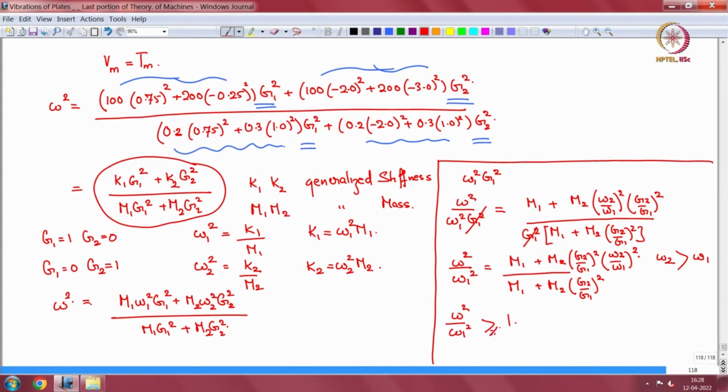When is it equal to 1? If G1 is taken to be 1 and G2 is taken to be 0, then you will get the equality sign. But if you take any other value, it will be greater than 1. So the estimate you get is going to be greater than the actual value.